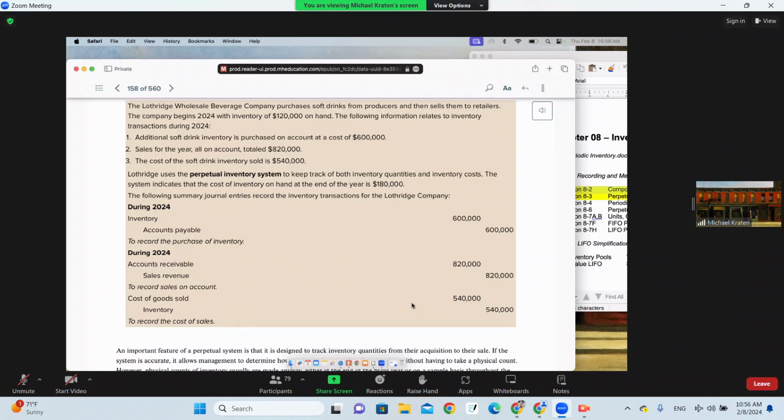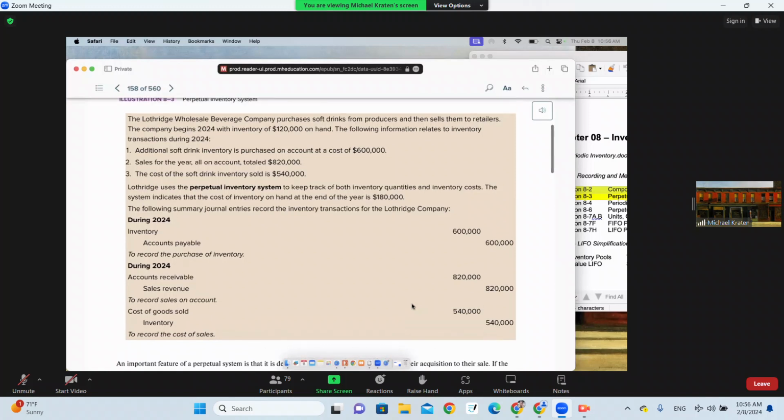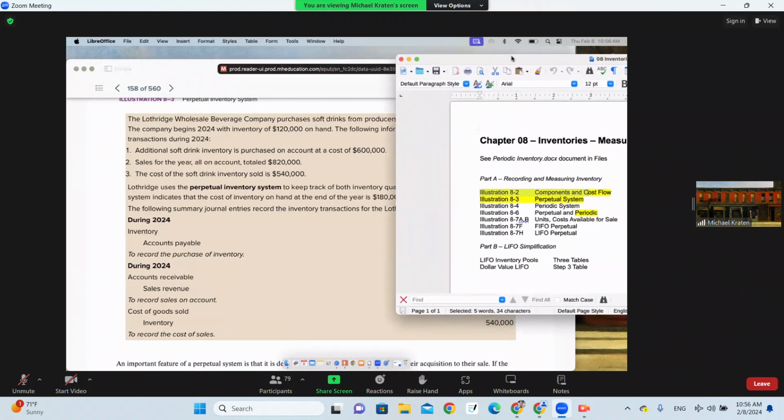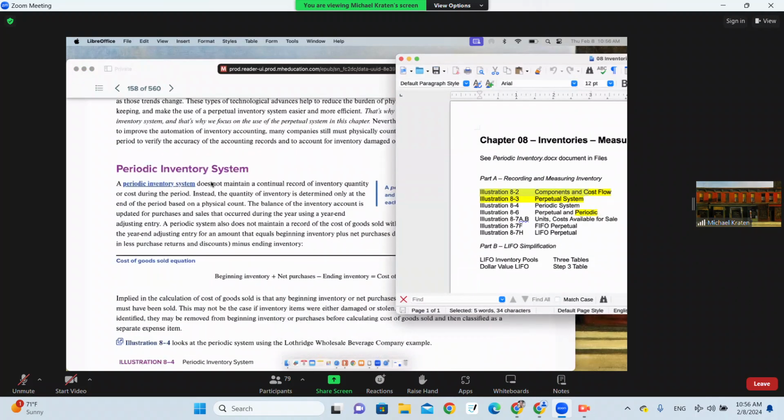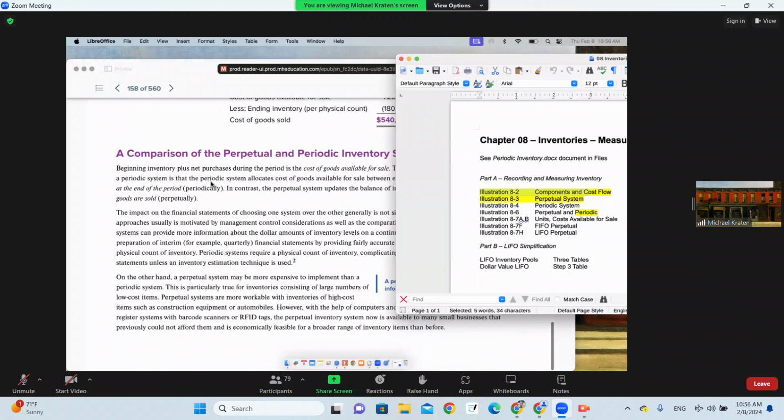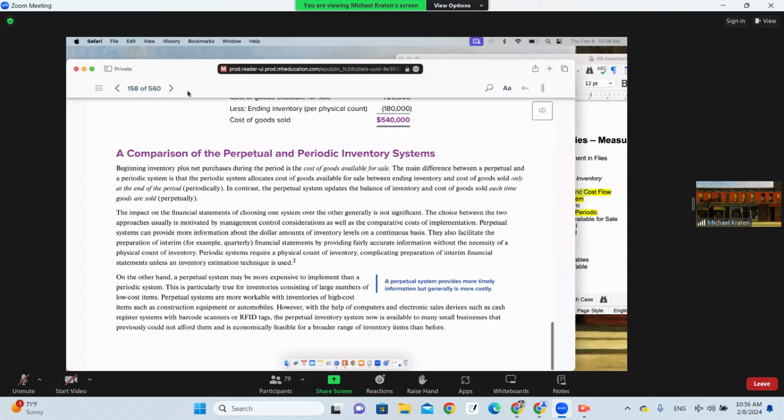Okay, so there's a logic to this, and there's a purpose of taking all of the costs of producing the product and combining them into cost of goods sold, and then excluding from cost of goods sold the costs that have nothing to do with producing the product. Okay, so that's illustration 8-3. Now let's go on to illustration 8-6.